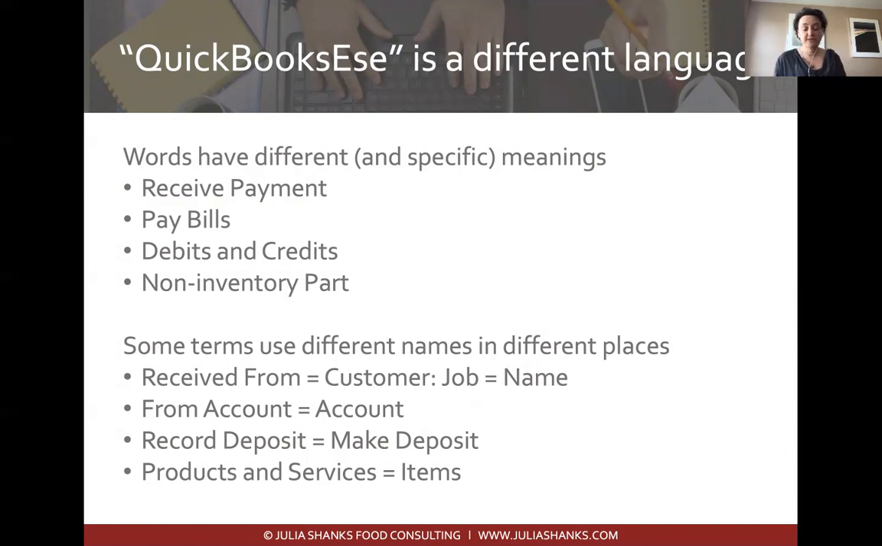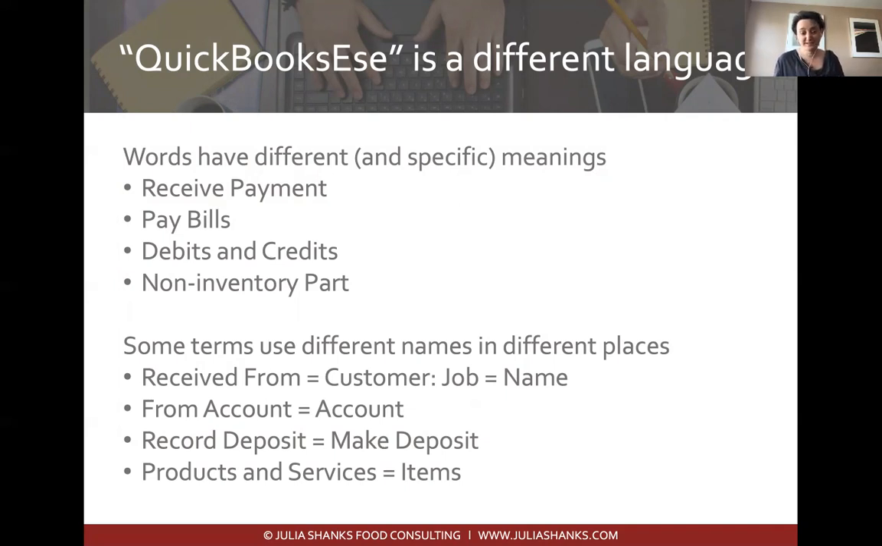Another example is debits and credits. Debits and credits is the bane of anyone's existence who's tried to get into accounting and just doesn't get it. We think of debits as being decreases and credits as being increases. In QuickBooks and in general accounting, debits is the left column and credits is the right column. It's irrelevant whether it's an increase or decrease. It's more nuanced than that. Understanding these specific meanings, or even if you don't understand it, recognizing that there are specific meanings to each of these terms can help you get up to speed with QuickBooks more quickly.